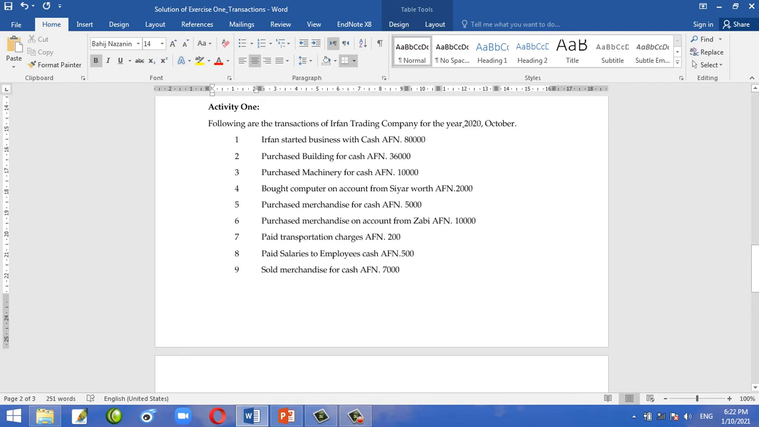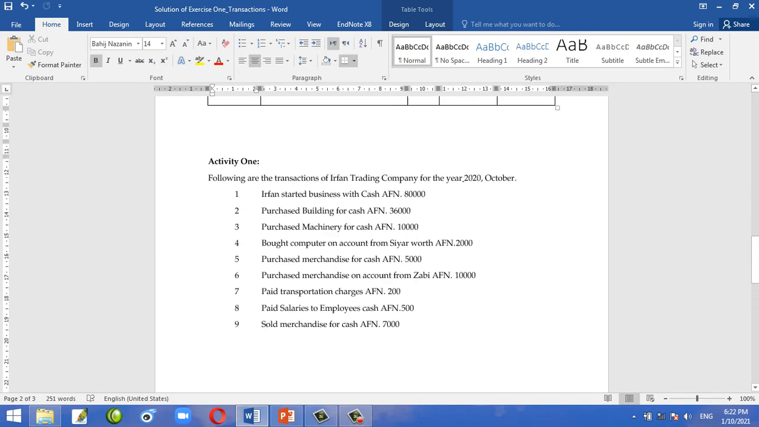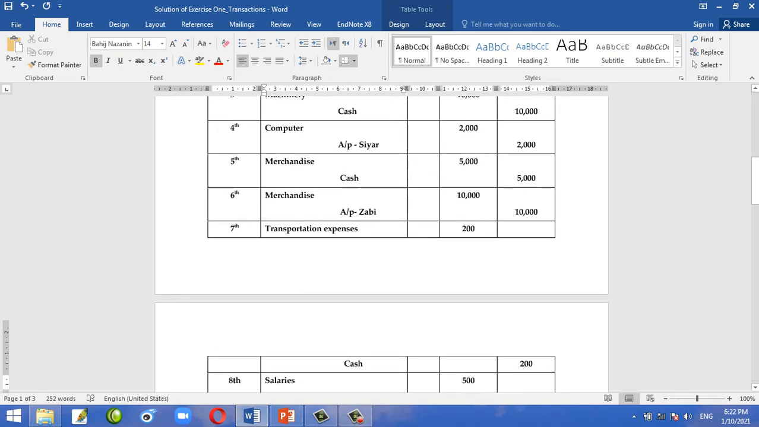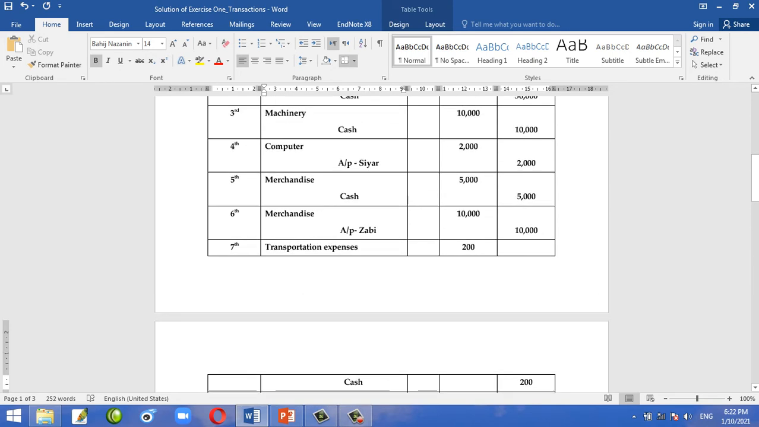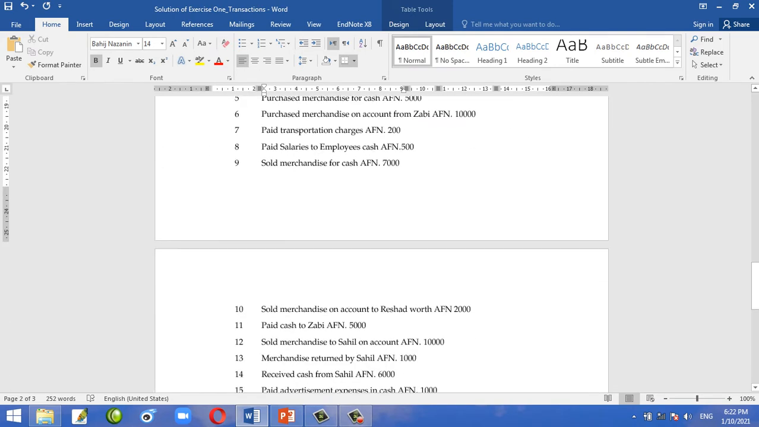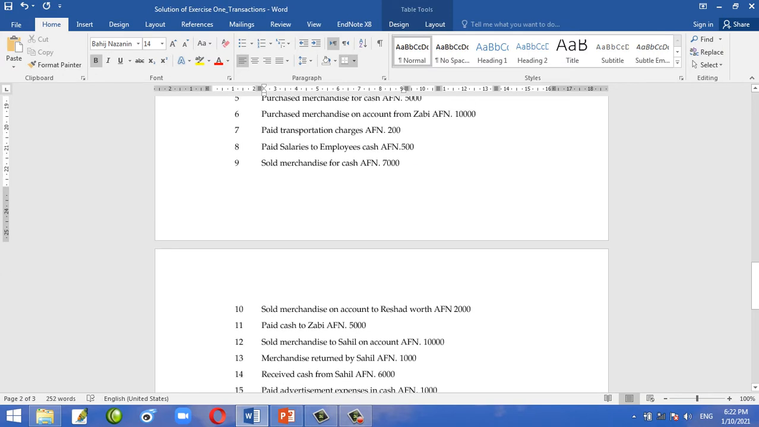Now come to the ninth one, sold merchandise for cash Afghanis 7,000. So pay attention. On the 9th of October we have sold merchandise. One was on cash, the second one was on credit. So right now we can say that we have sold the merchandise. If you sell the merchandise for cash, you will record them as cash. So here the merchandise is sold for cash worth 7,000 Afghanis.